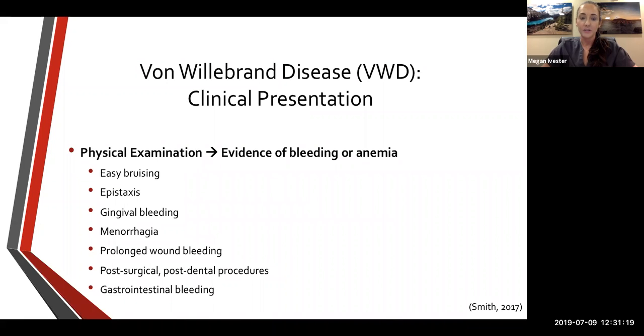The next part of that clinical presentation is going to be the physical exam. With the physical exam, the big point is you're looking for evidence of bleeding or anemia. This is a bleeding disorder, so you're looking for any evidence of bleeding to try to narrow your focus. So easy bruising, epistaxis, gingival bleeding, menorrhagia, prolonged wound bleeding, prolonged bleeding after surgical or dental procedures, and then gastrointestinal bleeding. Those are your hallmark signs that you're looking for to ask in your history and to look at your patient when they present in the office.